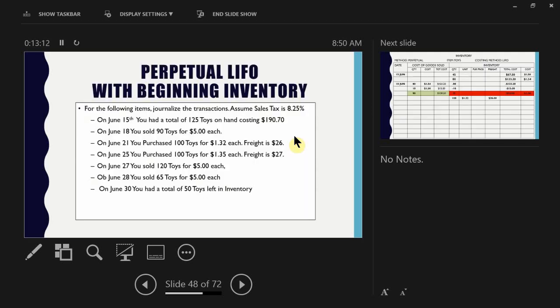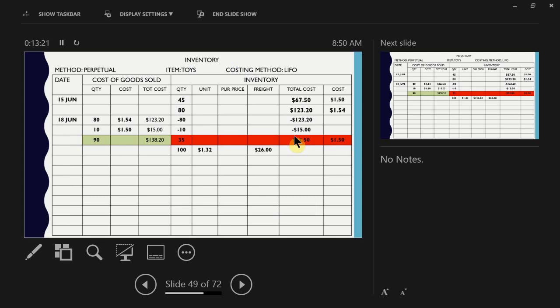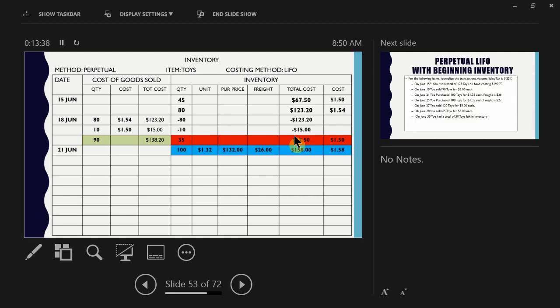All right, so let's go ahead and continue. So then on June 21st, you purchase another 100 toys. So here it is, 100 toys at 132, plus 26, giving you 158. And to break it down, that's going to cost me $1.58 each. And because we are using colors, I'm going to choose another color, blue.